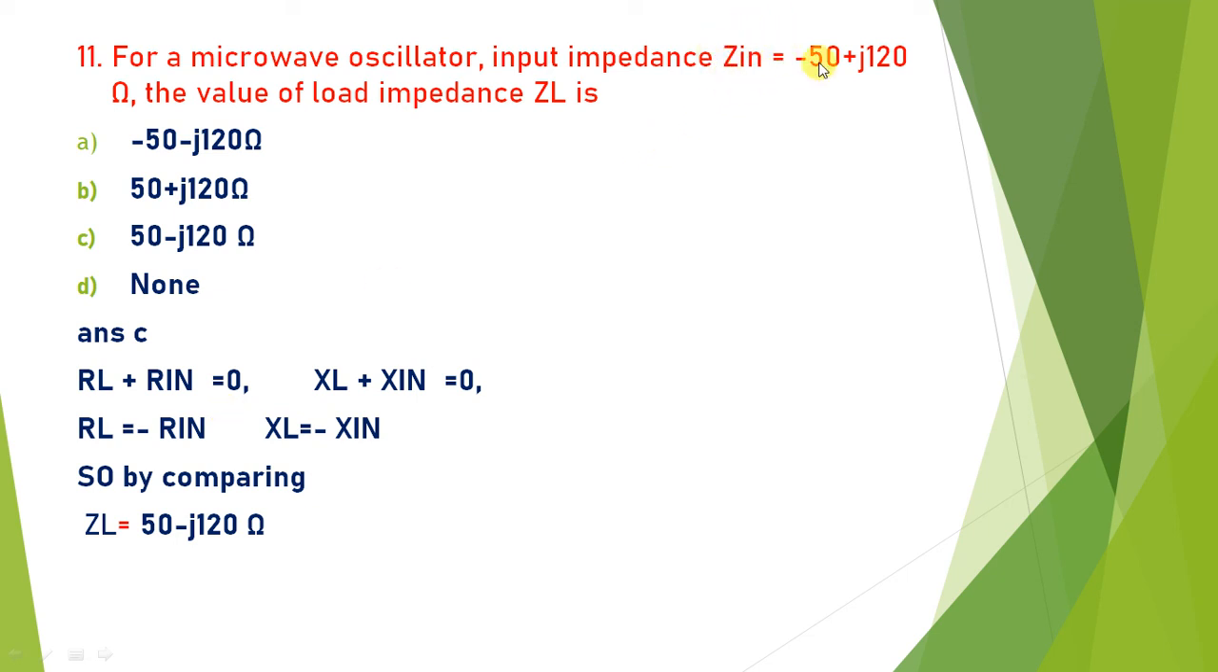So Zin is equal to Rin plus jXin, where Rin is equal to -50 and Xin is equal to 120. Put the values of Rin and Xin here, and you will get RL is equal to minus of minus 50, that means RL is equal to 50, and XL is equal to minus Xin, so minus 120. So we have the answer ZL is equal to RL plus jXL, which now comes to 50 minus j120. So the answer is C.